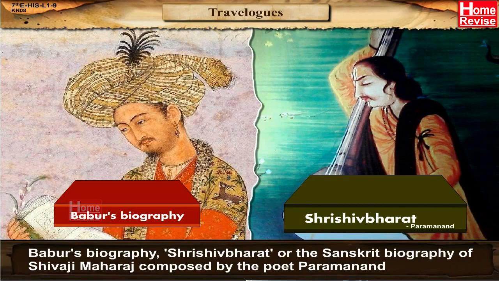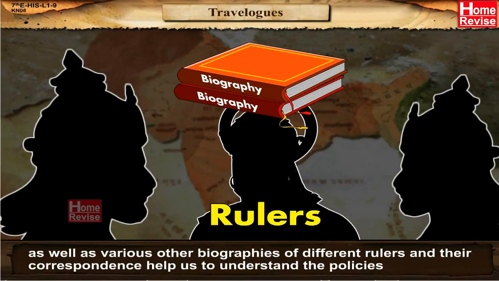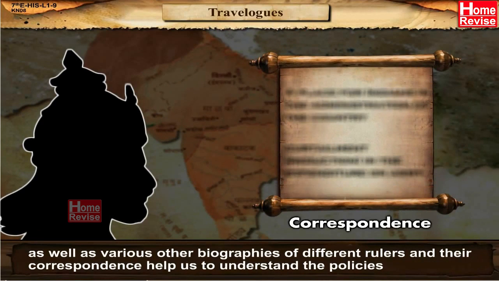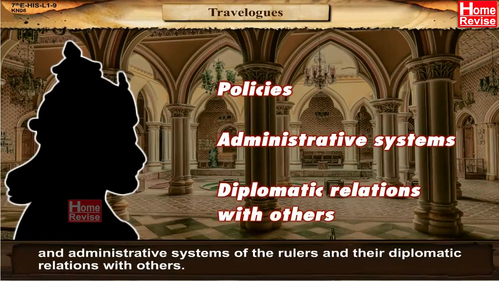Maharaj composed by the poet Parmanand, as well as various other biographies of different rulers and their correspondence help us to understand the policies and administrative systems of the rulers and their diplomatic relations with others.